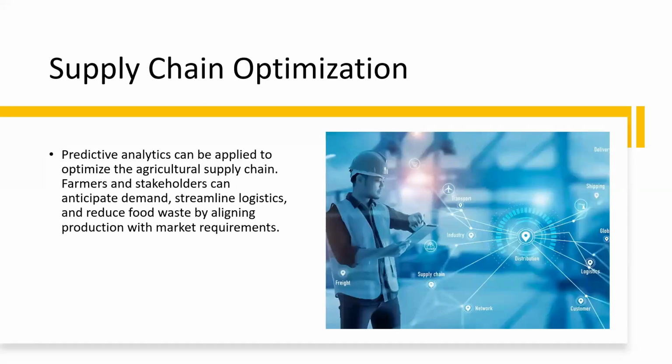What can we do? Can't we have a predictive solution that can estimate the amount of production that will come from this city, so we can plan to transfer it to another city? A lot of things can be done using a properly optimized supply chain system, so that farmers and stakeholders can anticipate where the demand is going to come in. They can streamline logistics and reduce food wastage by aligning production with market requirement.